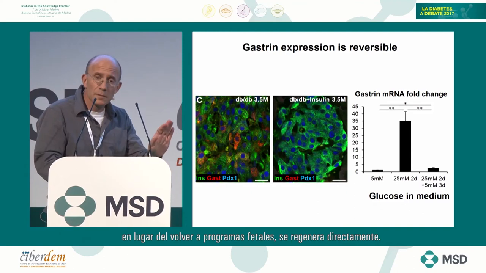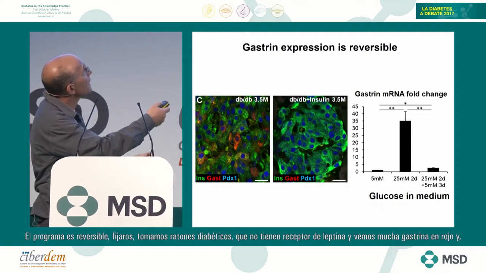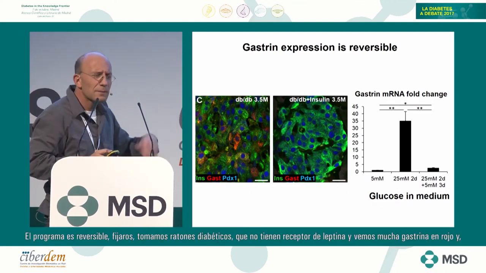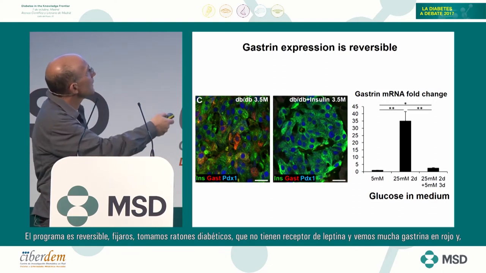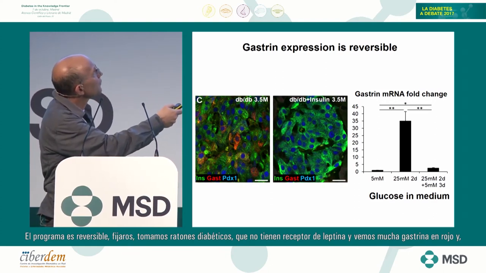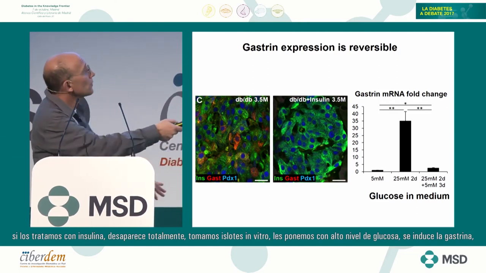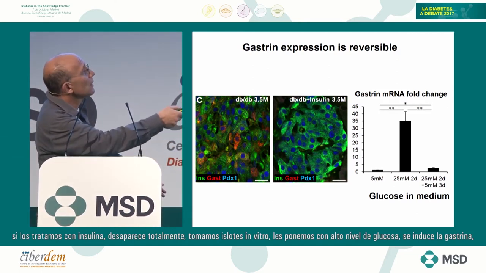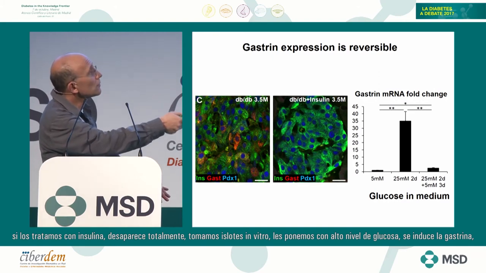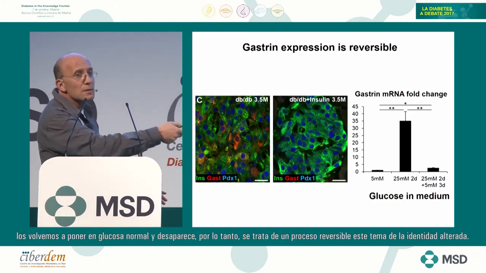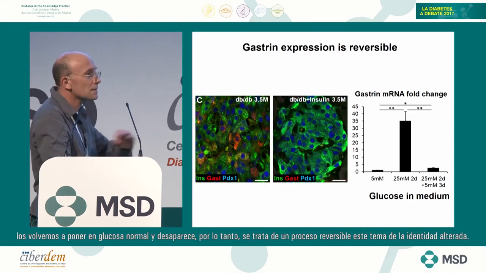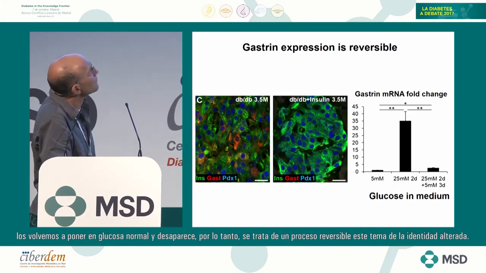The process is reversible. We take diabetic mice, db/db, the obese leptin receptor deficient mice, and we see plenty of gastrin staining in red. You treat these mice with insulin, it's all gone. You take islets in vitro, you put them in high glucose, gastrin mRNA is induced, you put them back in normal glucose, it's gone. So it's a reversible process, this altered identity.